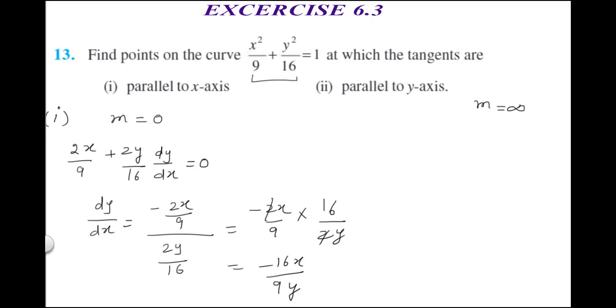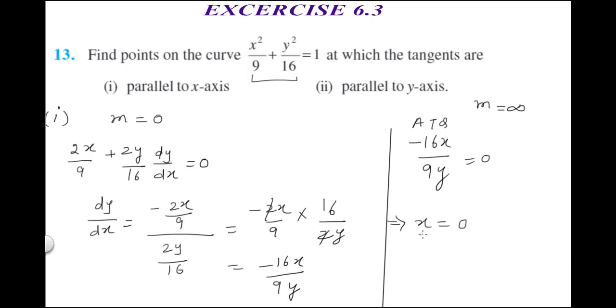We will equate it to 0 because in the first part it is parallel to the x-axis. So we will place −16x/9y equal to 0. This is according to the question. Now when is this possible? This is only possible when x is equal to 0. So when x is equal to 0, putting this point in the equation of the curve, which is 0/9 + y²/16 = 1, we get y² equal to 16. Hence y is equal to ±4. So the points are (0, 4) and (0, −4). These are the 2 points for the first question on this curve.